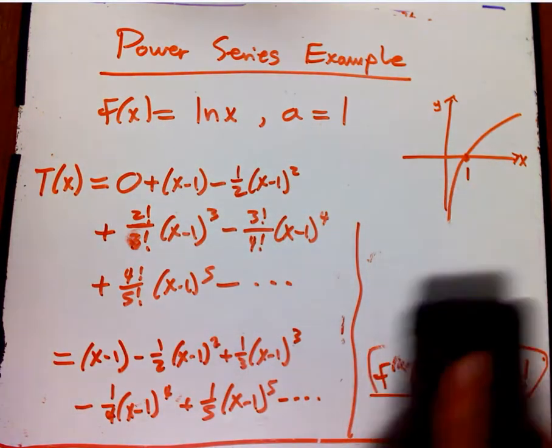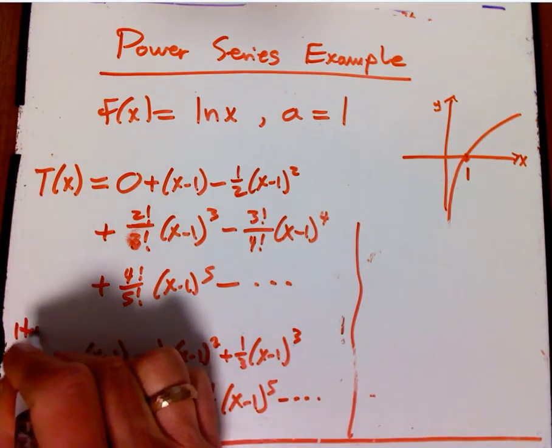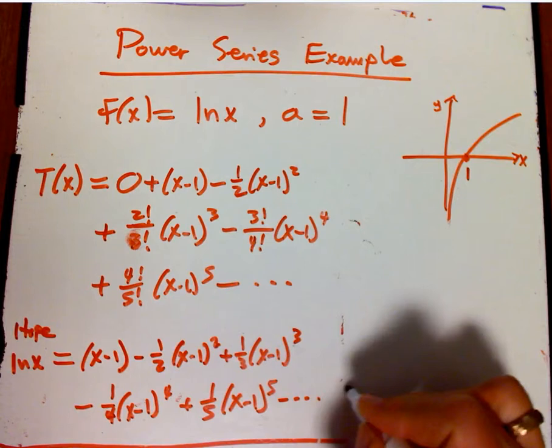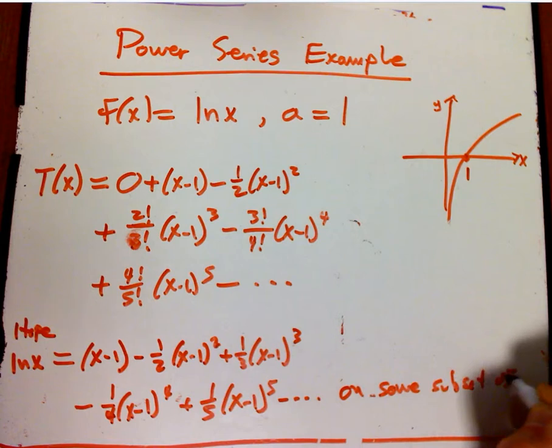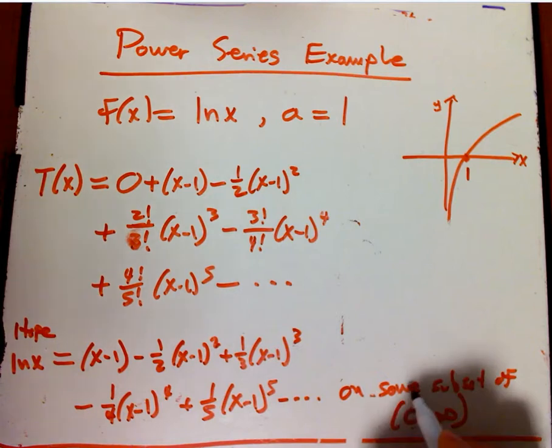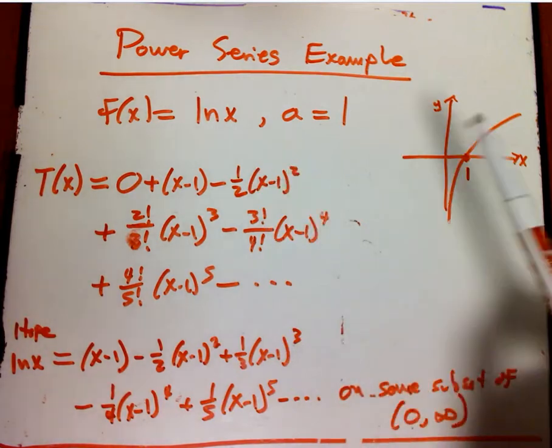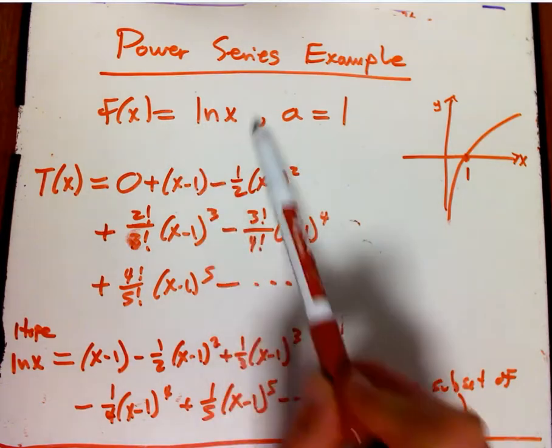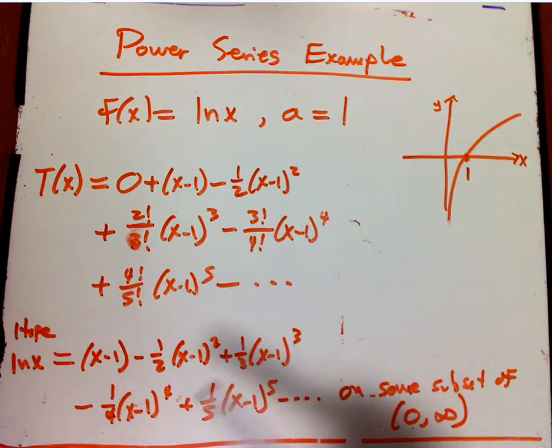Okay, but let's be a little bit bold and say we hope log x equals this on some subset of 0 to infinity, positive reals. And it's going to be interesting what subset it actually works on. So this was a natural thing to do. a equals 1 was a very natural base point, and it wasn't that hard to get these coefficients and get this expression. The x minus 1s are a little bit annoying, repeated over and over again.